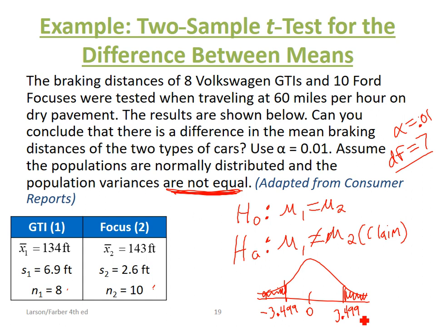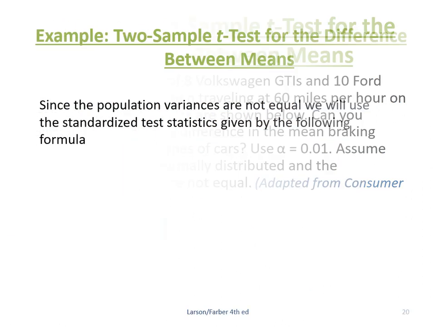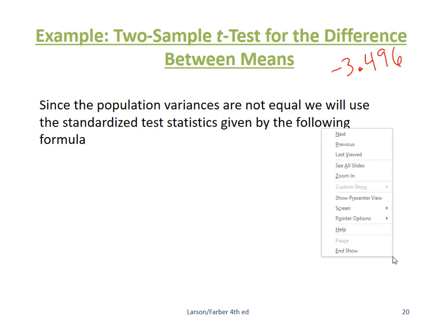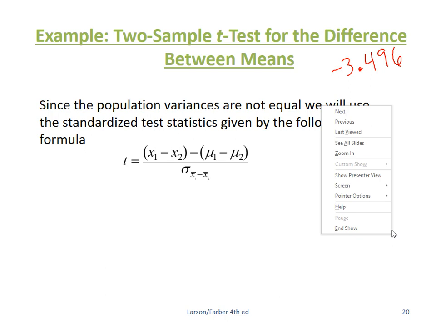I just don't have my calculator, so I don't remember the order it goes in. And what'd you come up with? Negative 3.496, so it's not in it. That's what you came up with? Yeah. Yep. See if this is what we got.